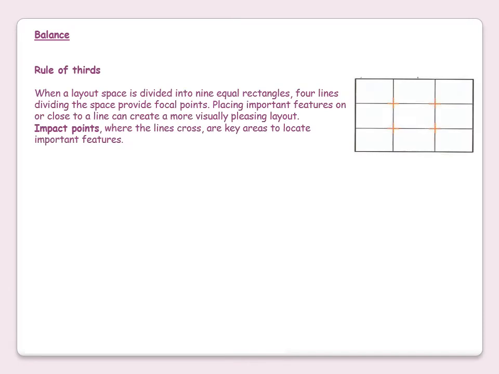Rule of thirds. When a layout space is divided into 9 equal rectangles, 4 lines dividing the space provide focal points. Placing important features on or close to a line can create a more visually pleasing layout. Impact points, where the lines cross, are key areas to locate important features.